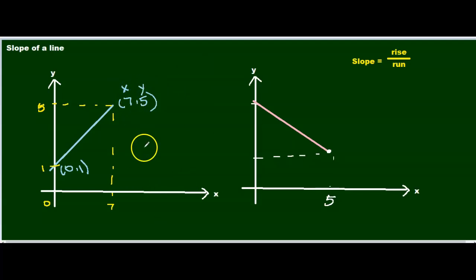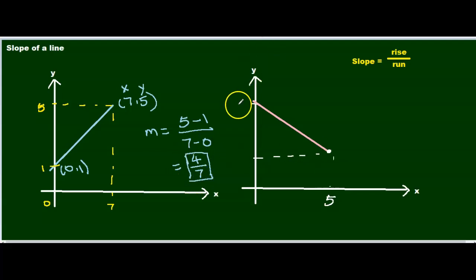Okay. So how do we find our slope? Our slope is normally denoted by the letter m. Now, our rise: it went from 1 to 5, so we're going to take 5 minus 1 over, and it went from 0 to 7, so we're going to take 7 minus 0. That gives me 4 over 7. That is my slope.